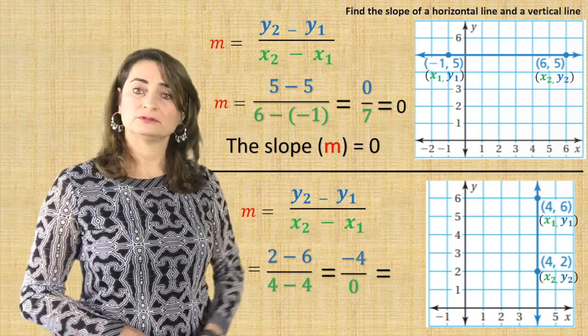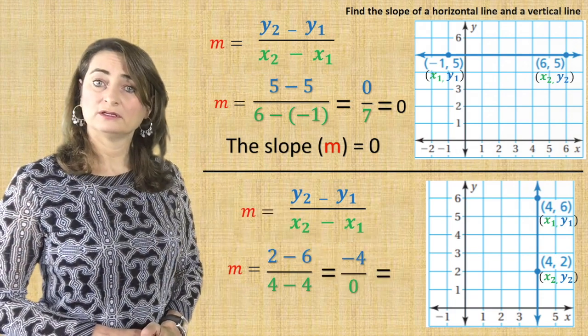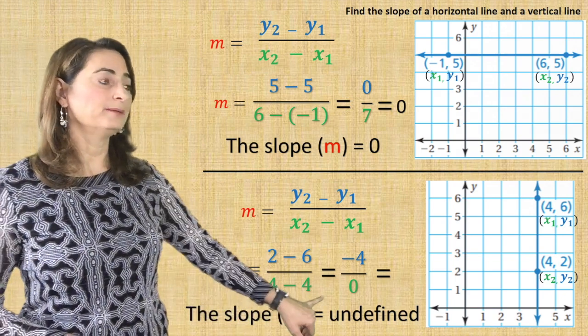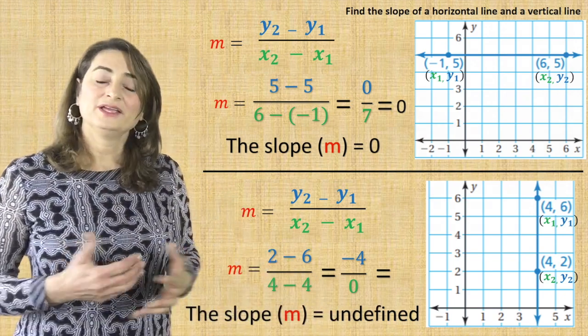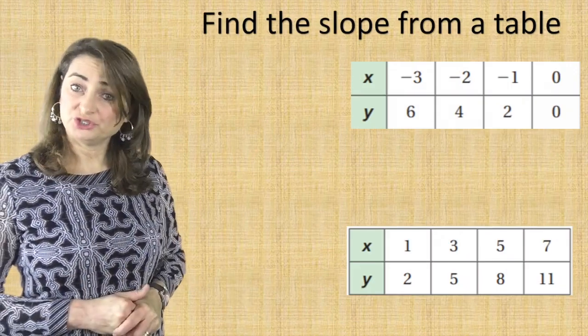Now what does that equal? Is there a number I can multiply by 0 to give me negative 4? It doesn't exist. Therefore, the slope m is undefined. Okay, now let's find the slope from a table. Which equation would you use?